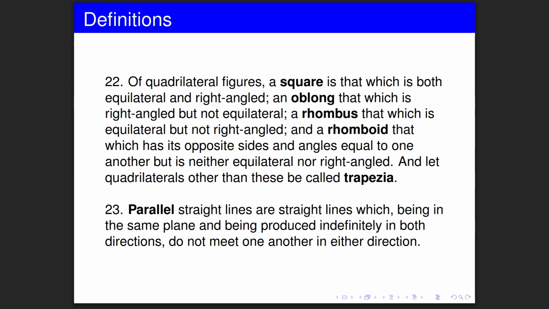Now, some of these definitions are not actually going to show up in the elements. For example, he never mentions an oblong at any other point. Probably he was just trying to be comprehensive here in the definitions, since this is supposed to be a guide to elementary geometry. Interestingly, though, he doesn't define a parallelogram, which is a quadrilateral whose opposite sides are parallel to one another, which is a little bit strange since parallelograms do show up in the elements. Now, I'm not going to show what the different types of quadrilateral look like here. You can try that on your own if you'd like.